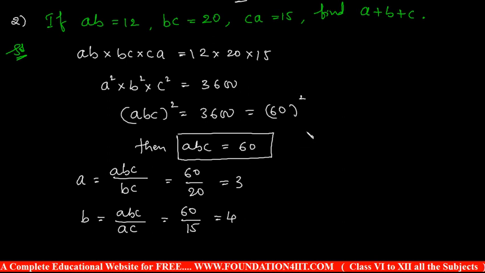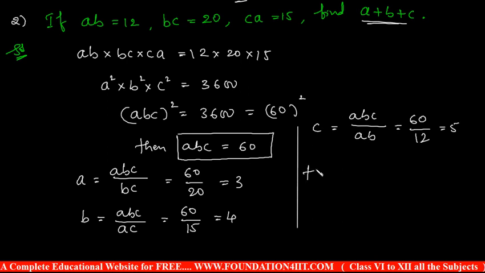Again, similarly, C is equal to ABC by AB. ABC is 60 and AB is 12, so that is 5. We got the ABC values. Then according to our problem, we need to find A plus B plus C. A plus B plus C is equal to 3 plus 4 plus 5. So 3 plus 4 is 7, plus 5 is 12. So A plus B plus C is equal to 12.